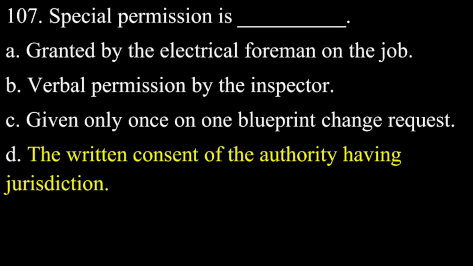Special permission is blank. A. Granted by the electrical foreman on the job. B. A verbal permission by the inspector. C. Given only once on one blueprint change request. D. The written consent of the authority having jurisdiction.